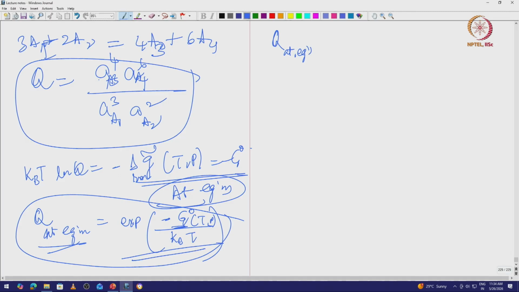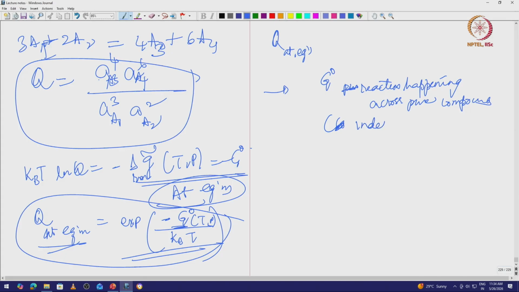And Q at equilibrium is a constant, some value determined by the G naught of the reaction happening across pure compounds, right. That is something independent of concentrations. So this is independent of concentration, and this will be some standard number. Then I have T, temperature, which is also independent of composition.